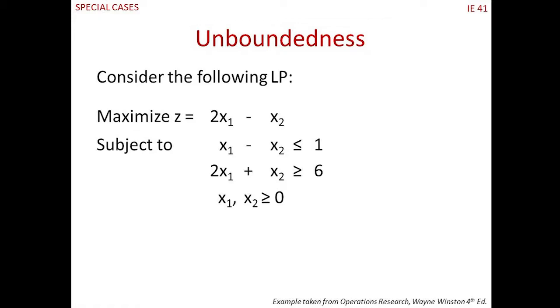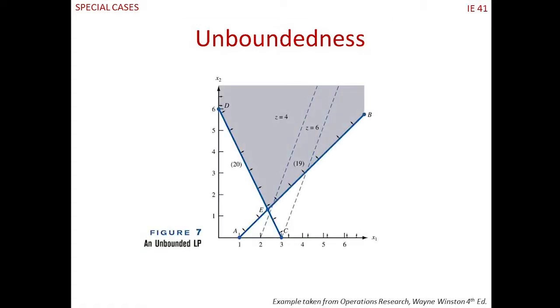We can see it clearly through the graph of the LP. We can see that we can move the isoprofit line indefinitely, increasing the z value without leaving the feasible region. Therefore, we have an unbounded LP.